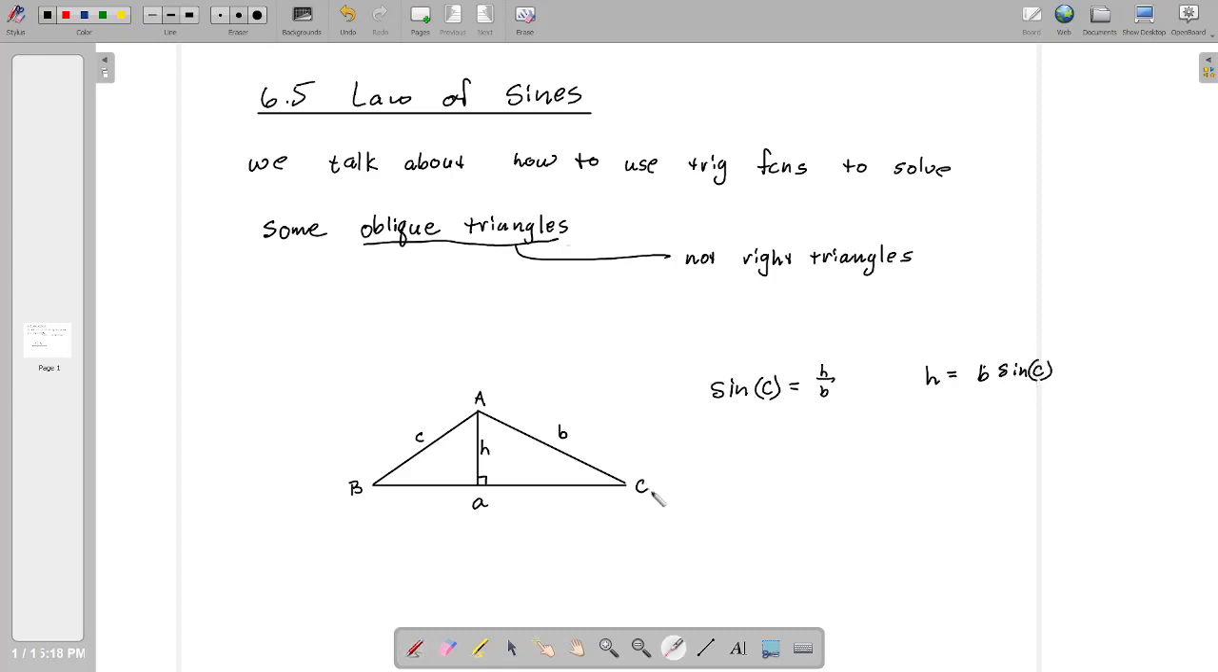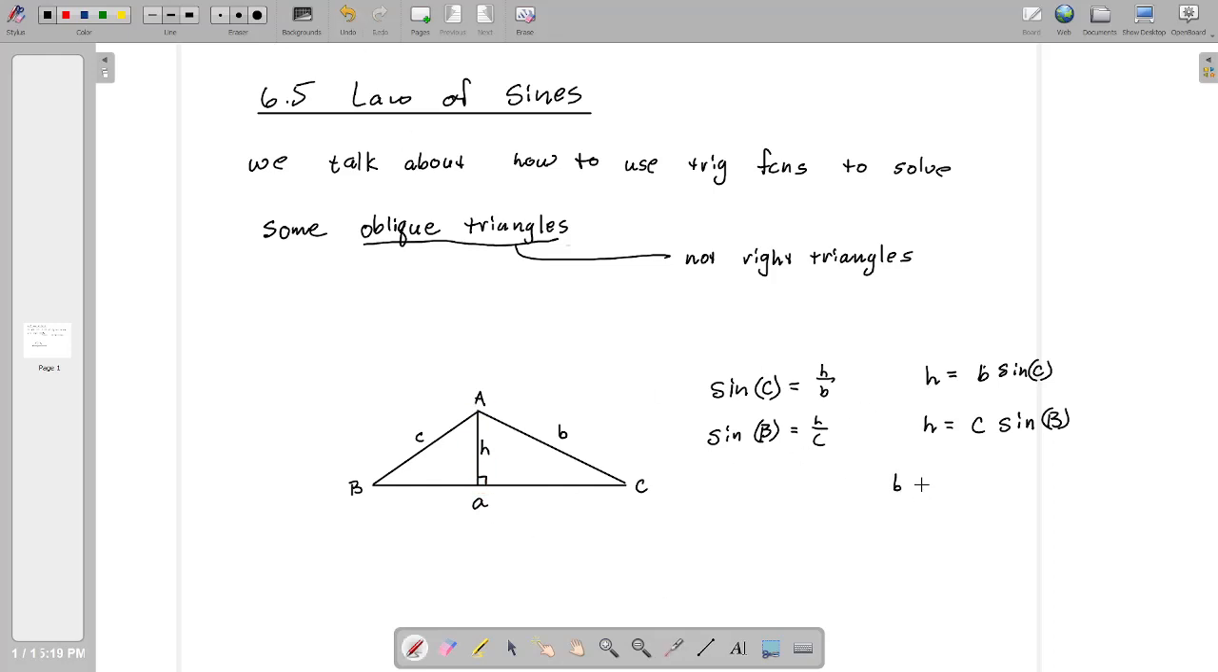Wait a minute. What if we also looked at this right triangle? Because this also creates a right triangle, and we look at h on this side. So we can also say that sine of angle B is equal to h divided by its hypotenuse, which is c. Multiply this over, and we have h is also equal to c times sine of angle B. Just like this. So now h is the same length.